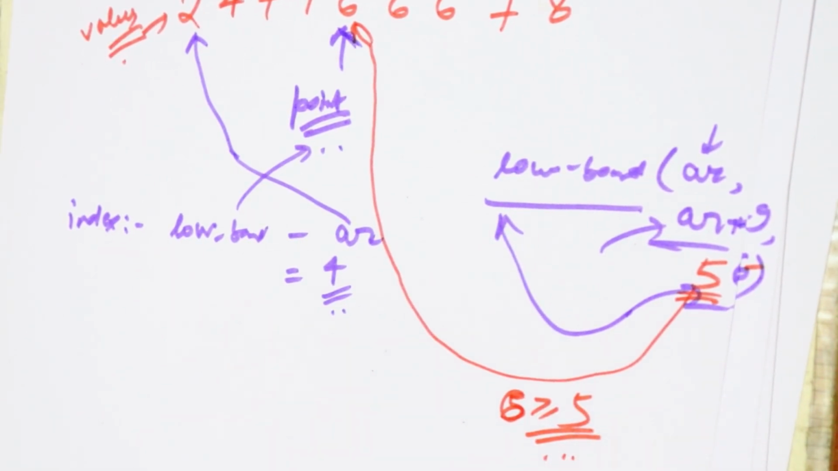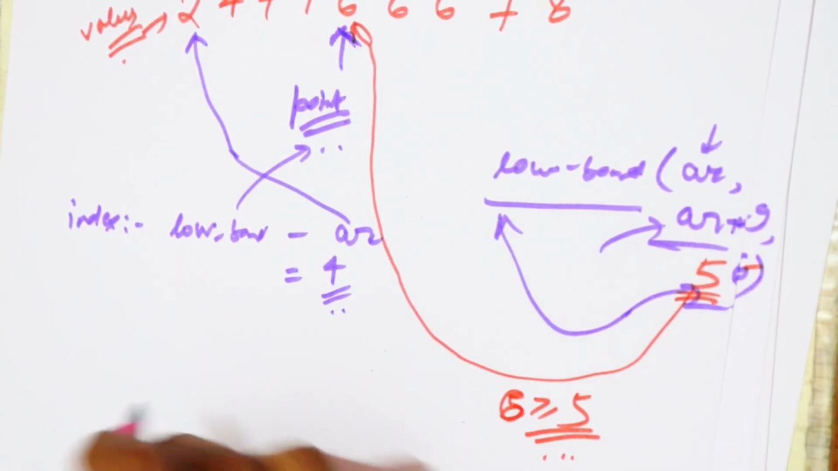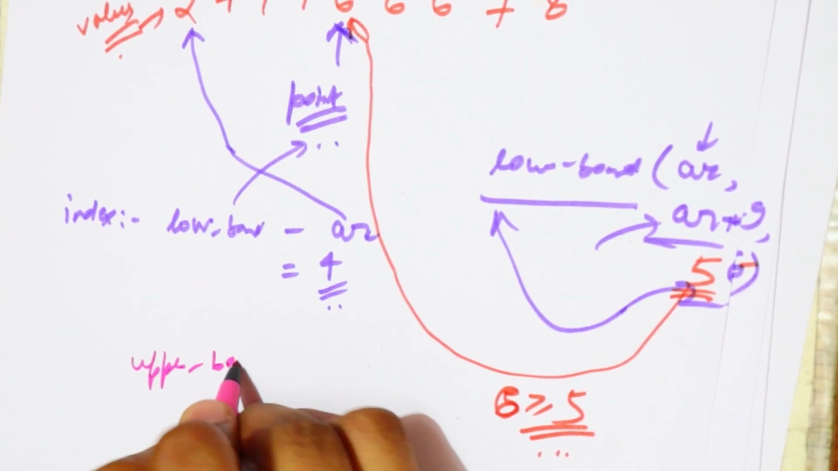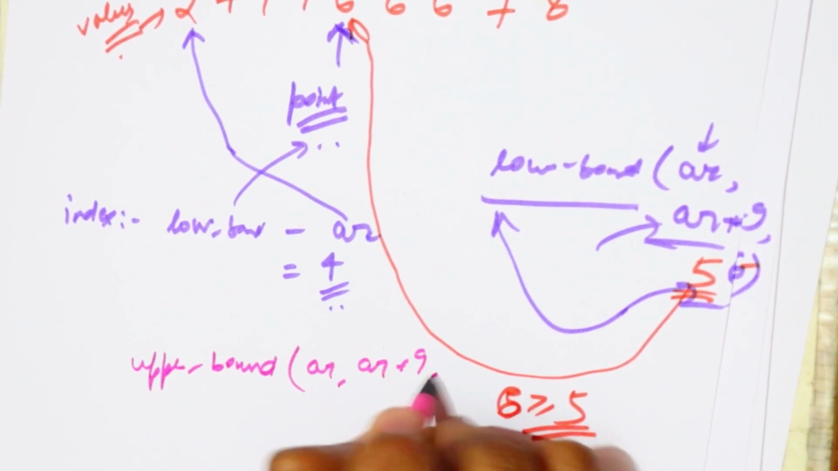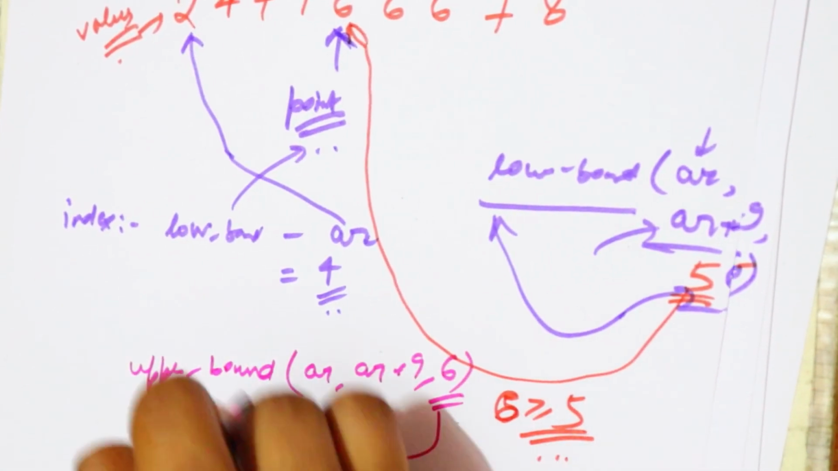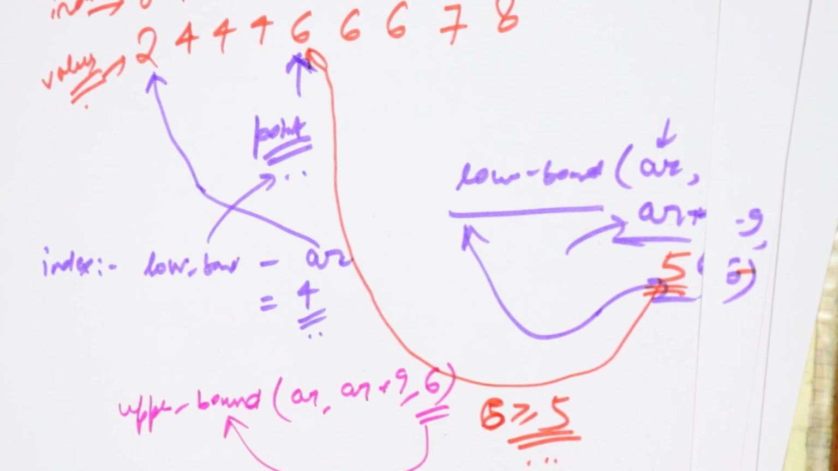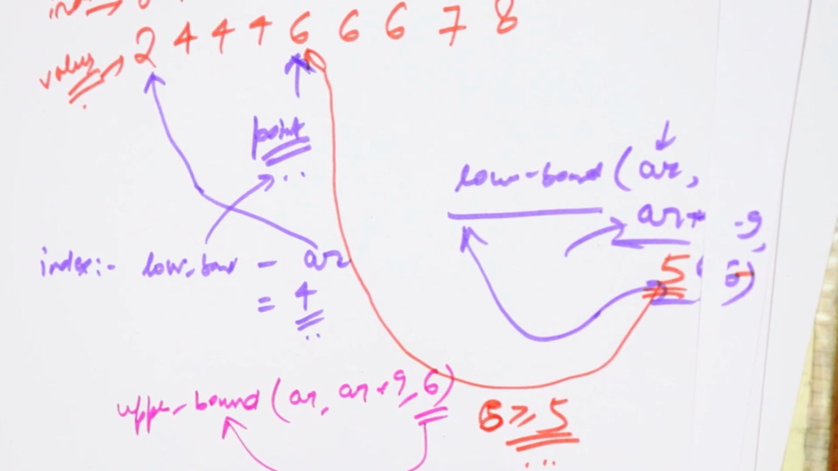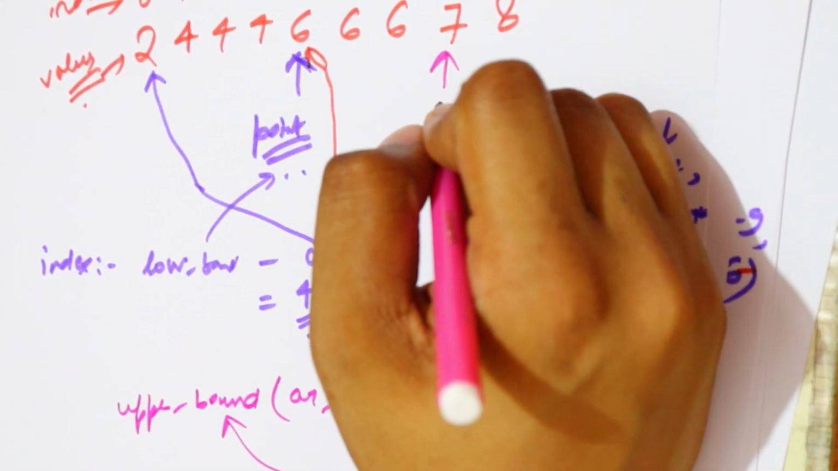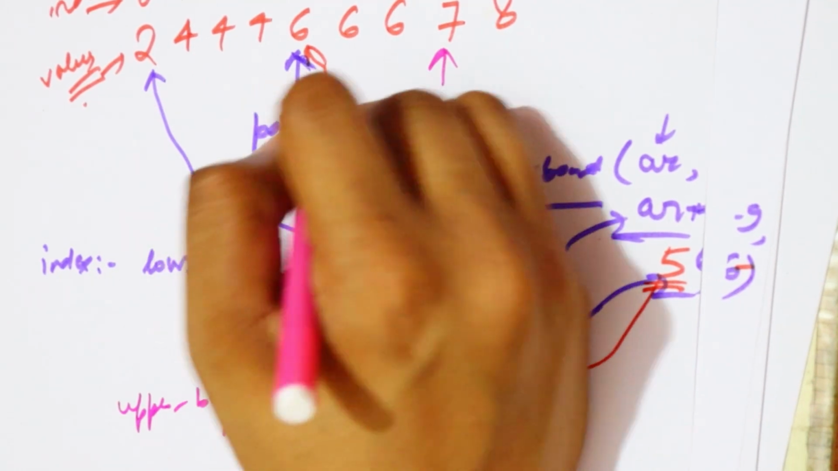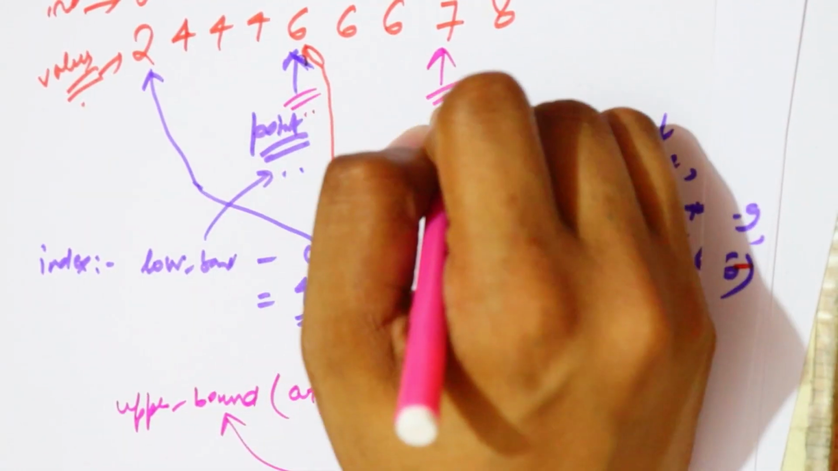Now you will say, how about upper bound, Aryan? What is the upper bound of 6? As I said, for upper bound we write it the same way, ar plus 9, and suppose we pass an element 6 for which we need an upper bound. So for the upper bound, as I said, we need to find an element which is strictly bigger than 6, which is this. So lower bound will have an answer for this, and upper bound will have an answer for this.